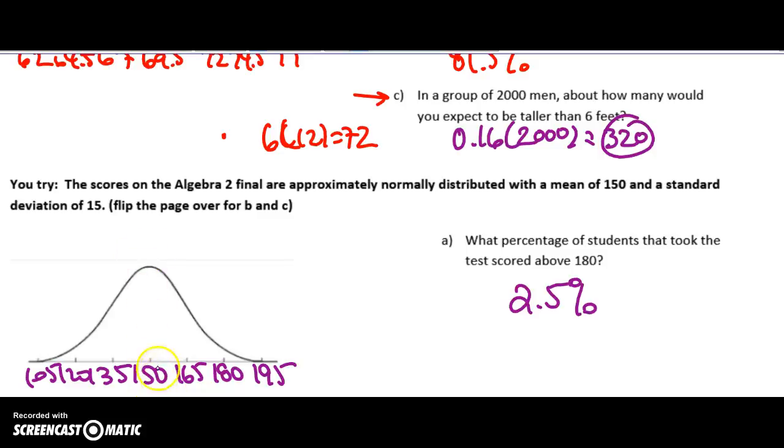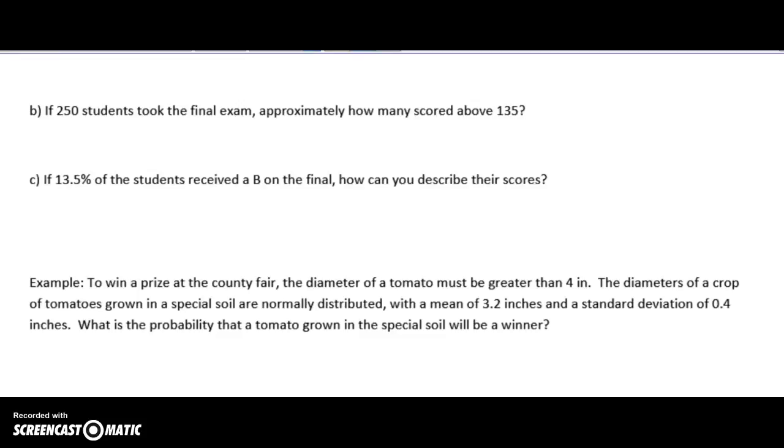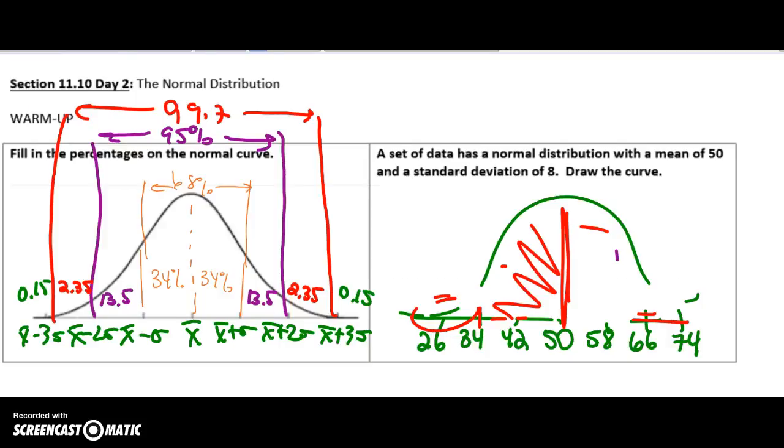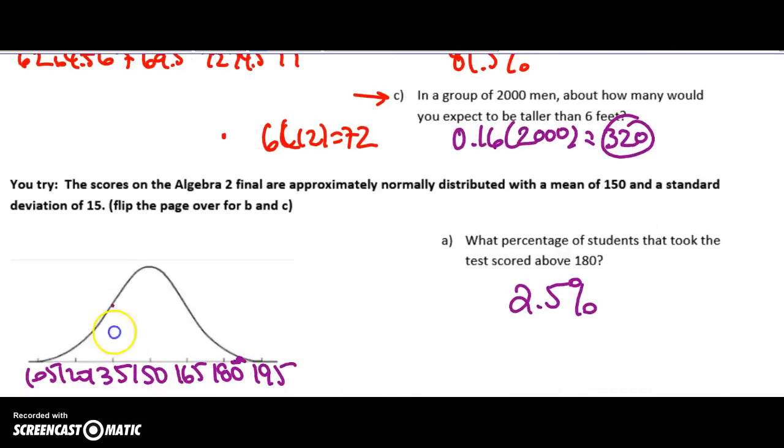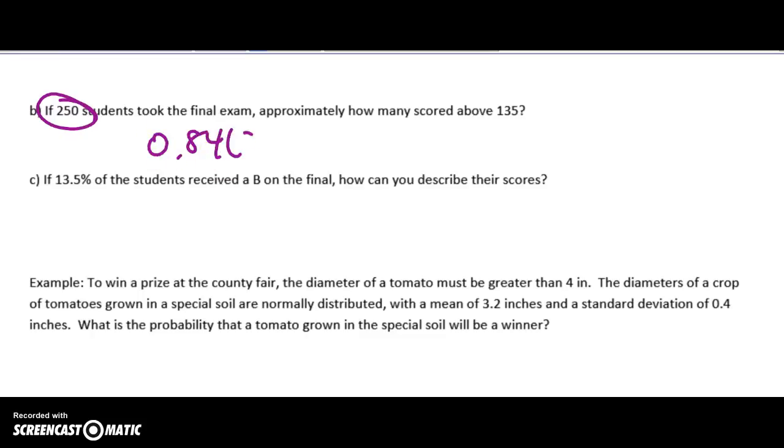Alright, so once again, the mean's in the middle, and then I counted out 3 standard deviations in each direction. So to be above 180, you're in that 2.35 plus the 0.15 to get us to the 2.5%. Alright, when we go ahead and flip it over, we want to know how many scored of the 250 students, how many scored above a 135. So above a 135, we're looking at all of these people. So that would be 84% of people scored above the 135. So we want 84% of 250.